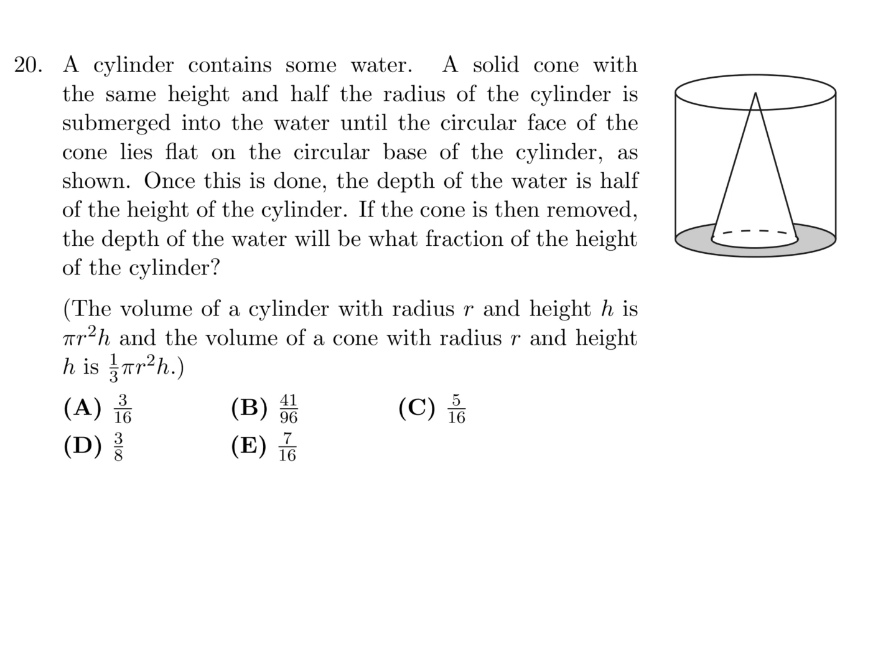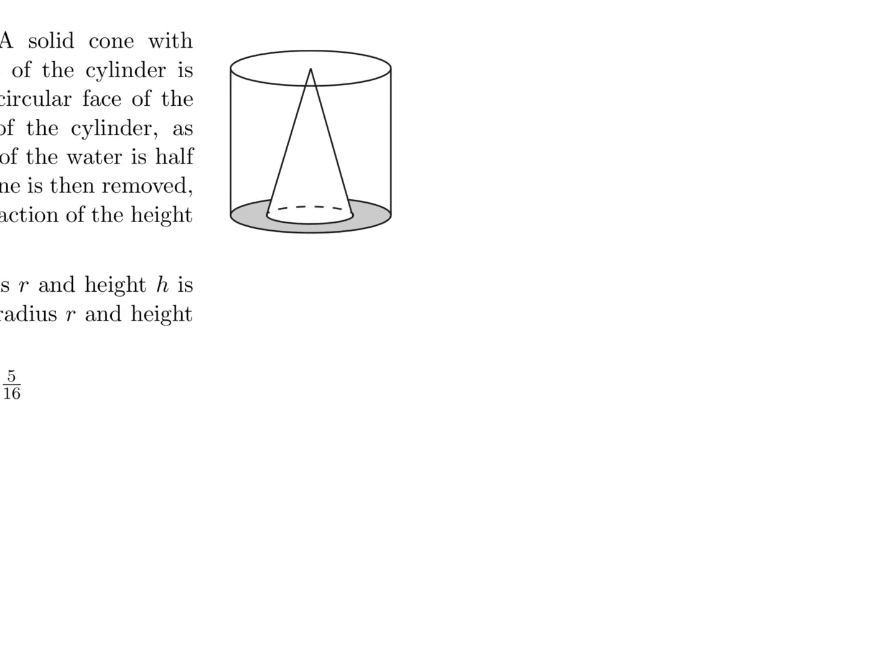A cylinder contains water. A solid cone with the same height and half the radius of the cylinder is submerged into the water until the circular face of the cone lies flat on the circular base of the cylinder, as shown. Once this is done, the depth of the water is half of the height of the cylinder. If the cone is then removed, the depth of the water will be what fraction of the height of the cylinder? All right, so let's explore this.